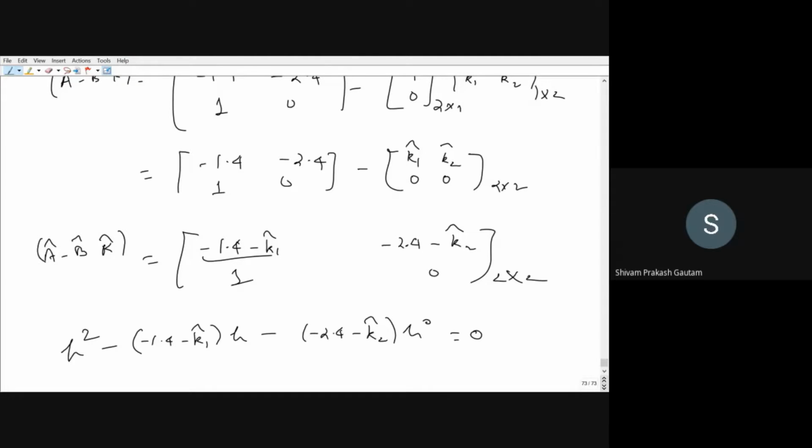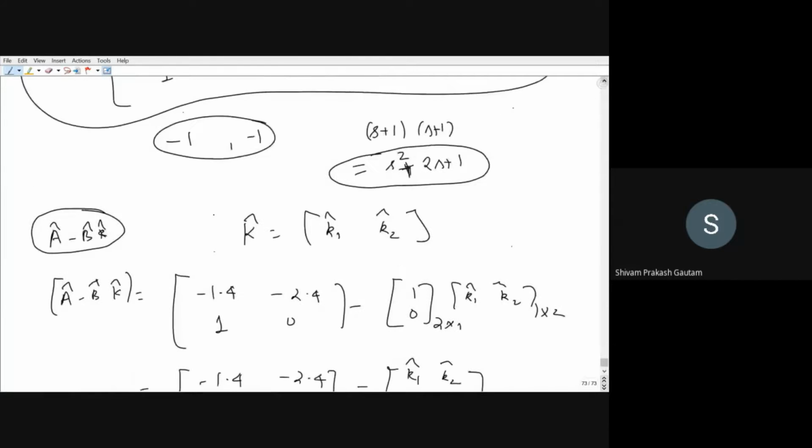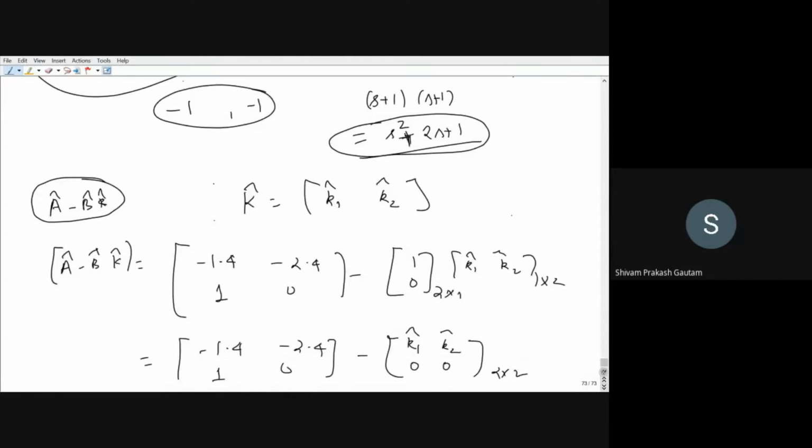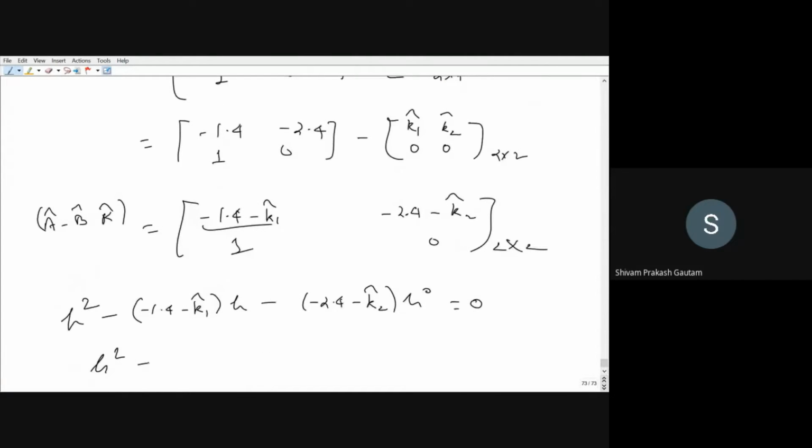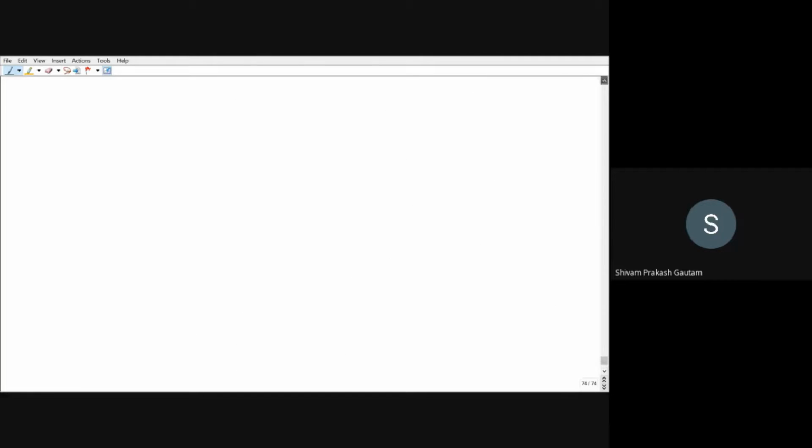You have to compare this equation with the equation of s square, that is s square plus 2s plus 1, replace s by lambda. So we will be getting lambda square plus 2 lambda plus 1, lambda to the power 0 is equal to 0. Compare the coefficients of equation 1 and 2 and calculate the values of K1 and K2. So let me do that also.